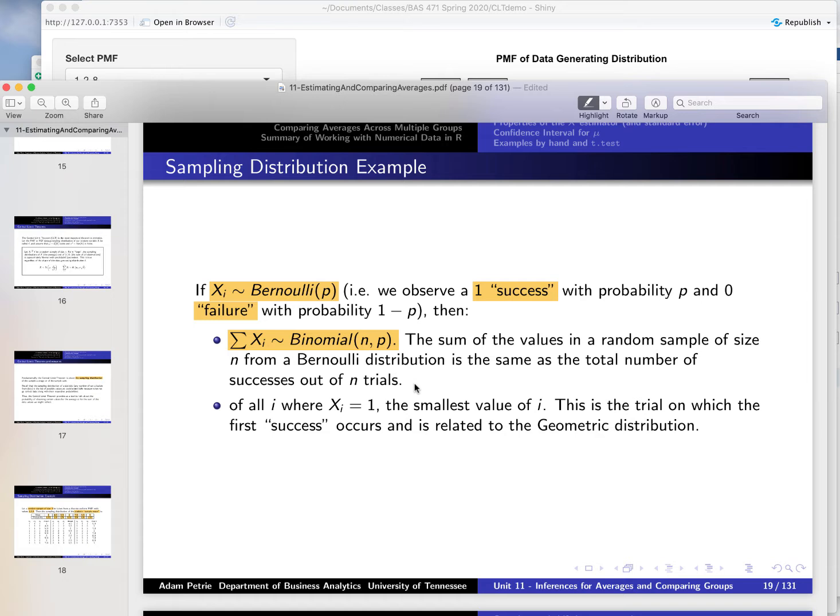Likewise, we've talked about the geometric distribution, counting up the number of failures that we observe until that very first success. So if we hone in and look at that statistic, basically the minimum value of i among all of those values of i where we see x equal to 1, well, that is related to that geometric distribution, basically the trial on which that very first success occurred.